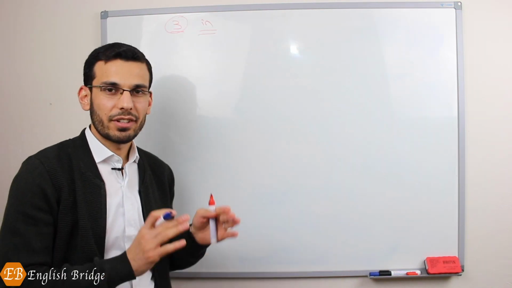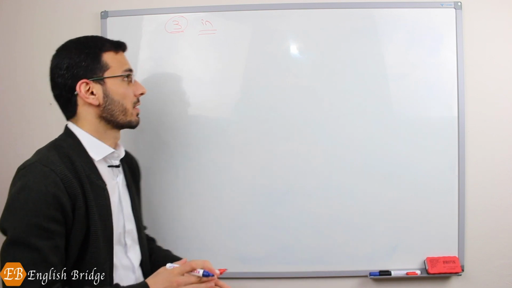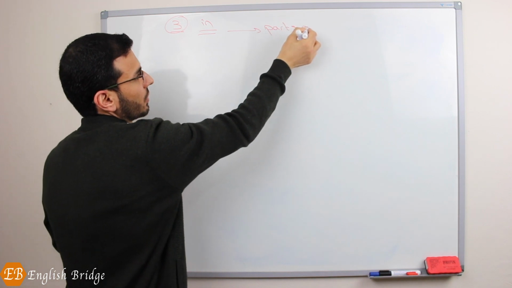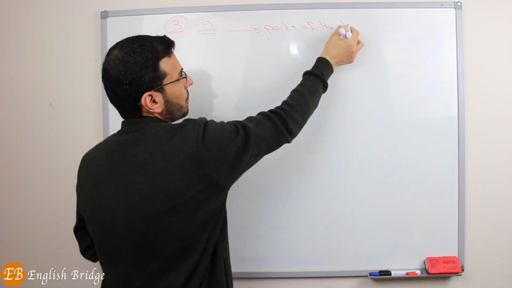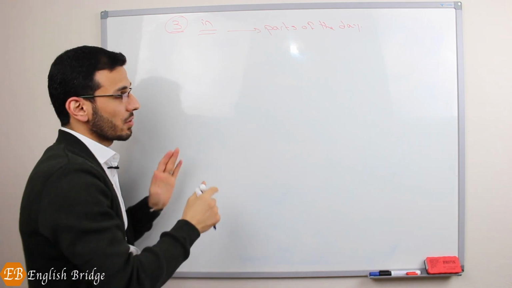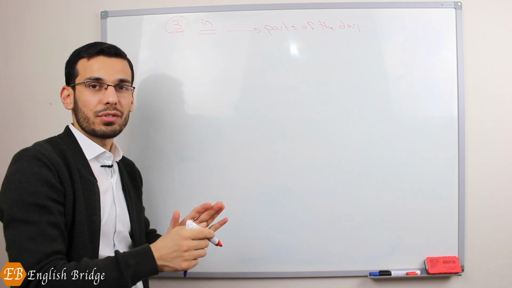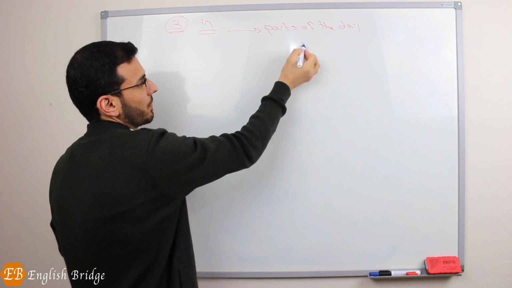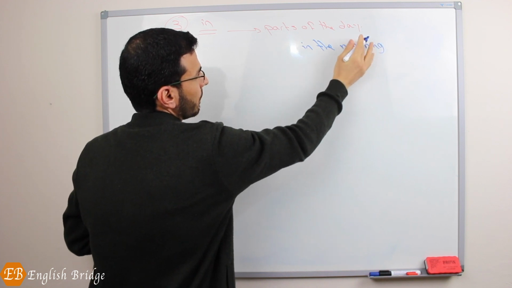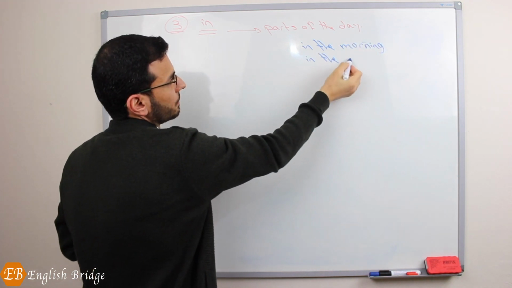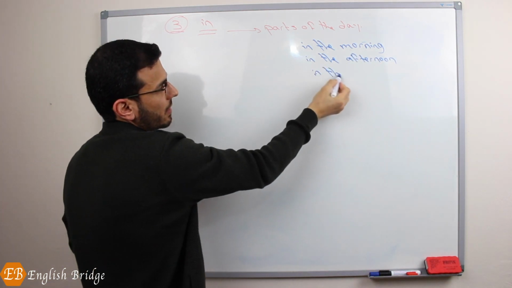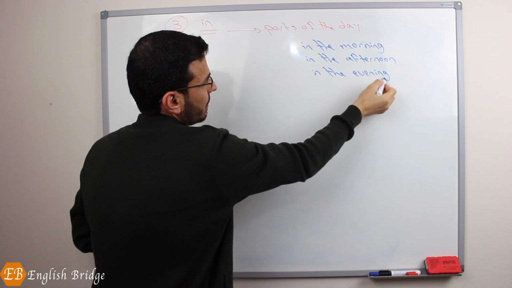All right, now there are a lot of expressions that we use with in. For example, the first one is parts of the day. You know, the day is divided into 3 parts: morning, afternoon, and evening. So if you want to say the morning, the evening, or the afternoon, you should always say it with in. So we say in the morning, in the afternoon, and in the evening. So be careful here.